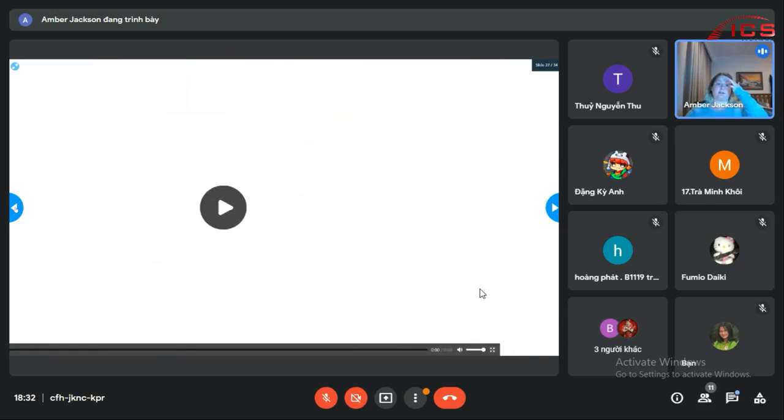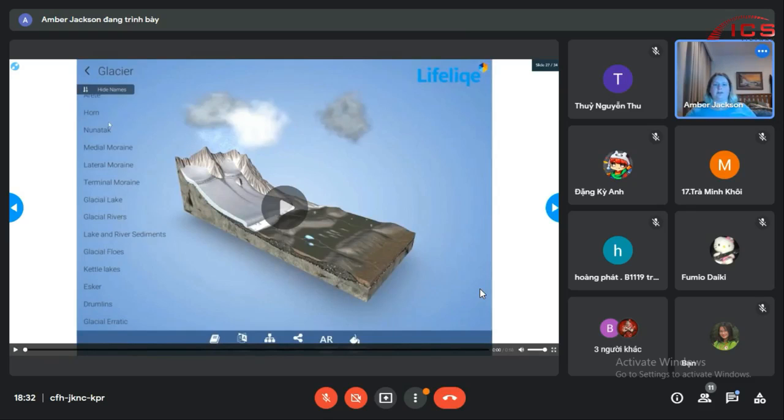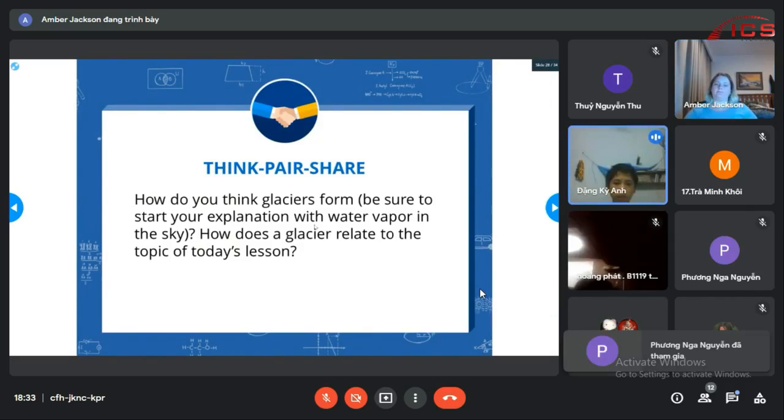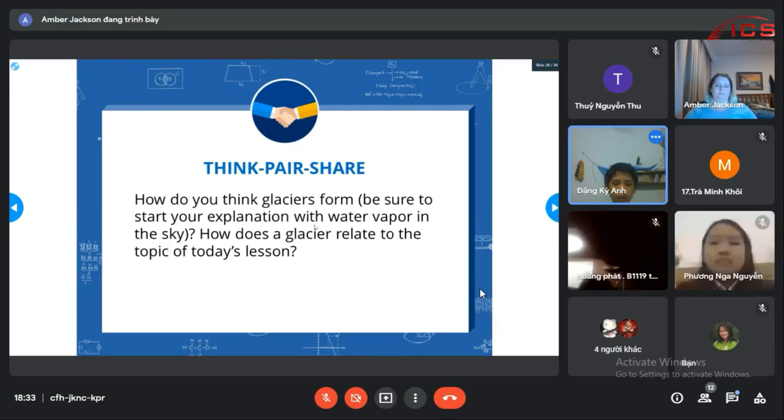All right, so what we saw in the video was a glacier, right? That's what this silver thing is. It's a glacier. And you saw how snow coming down was sticking to the glacier. So, how do you think glaciers form? And how does it relate to the topic of today's lesson? I think glaciers form like water, but in a solid form, like a large mass of ice moving slowly.